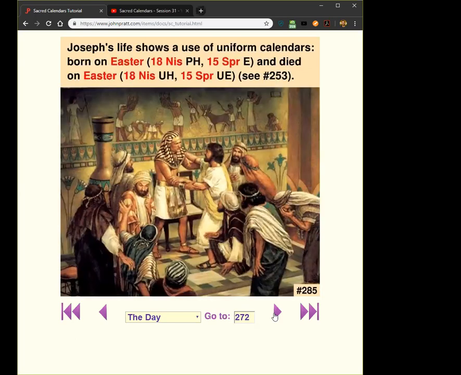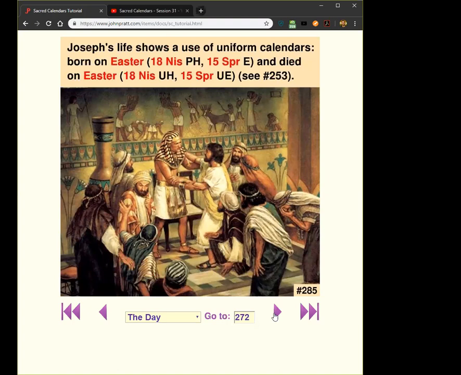Joseph's life shows also use of uniform calendars. This one to me is more interesting. He's born on Easter on the perpetual Hebrew and on the regular Enoch, but he dies on Easter on the uniform Hebrew and the uniform Enoch. This is an interesting slide because it shows how these calendars are used by the Lord. He's born on the real Easter Sunday on Hebrew and Enoch.